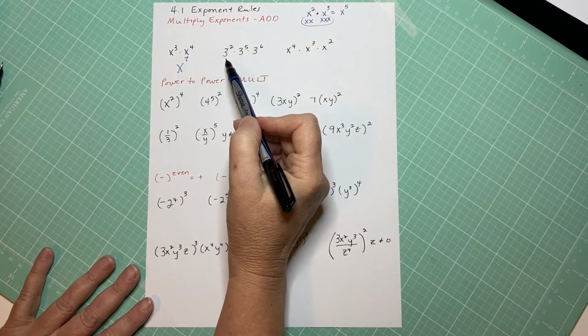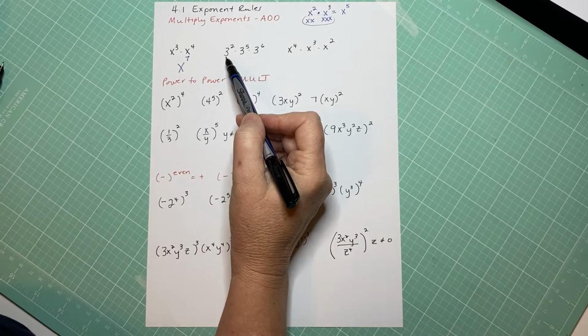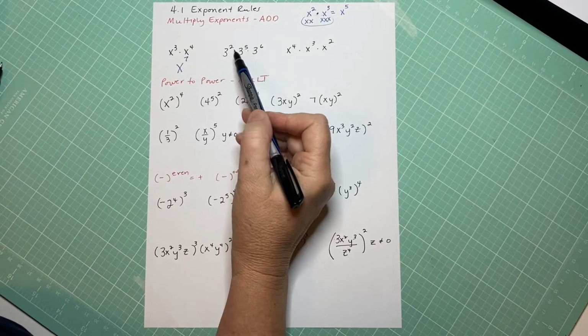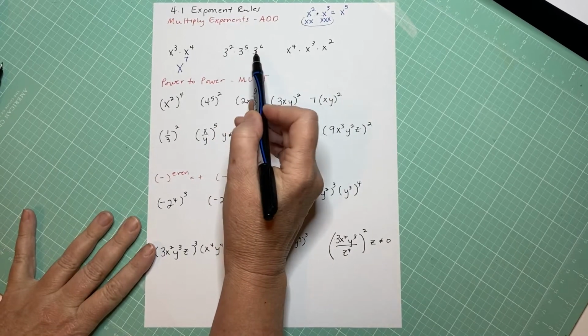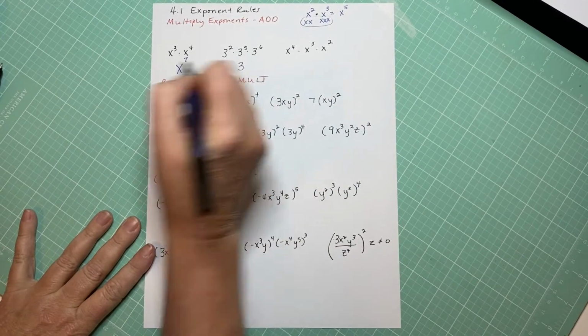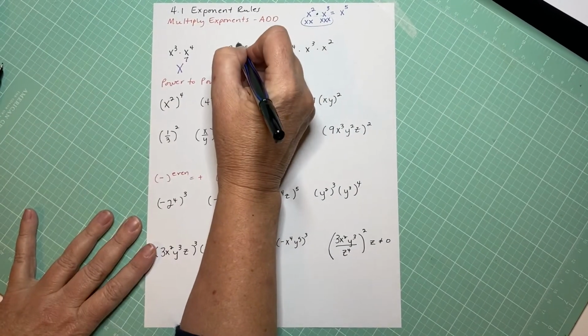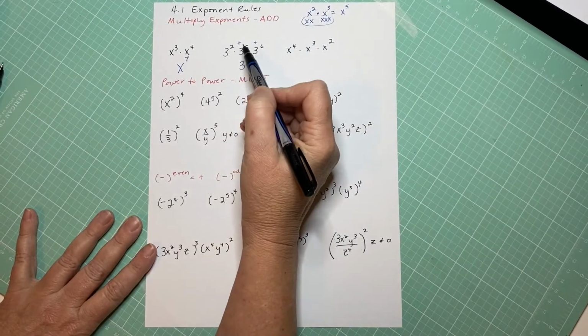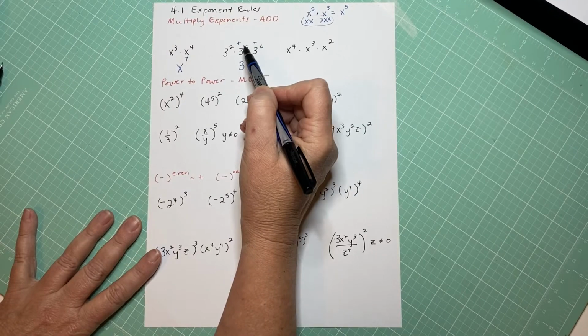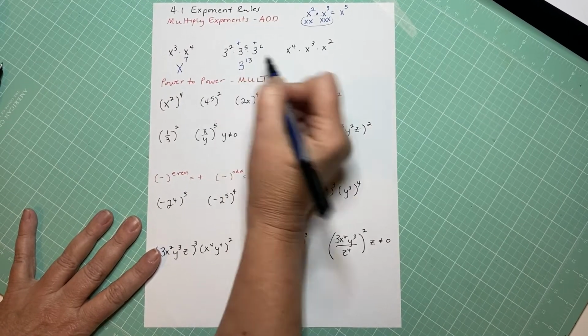Then the same thing with this next one. Now it's not an algebra letter, but it's a base of 3. So we have 3 to the second times 3 to the fifth times 3 to the sixth. So since all the bases are the same, you just leave the base of 3 and then you add all those exponents. So you say 2 plus 5 is 7. 7 plus 6 is 13.